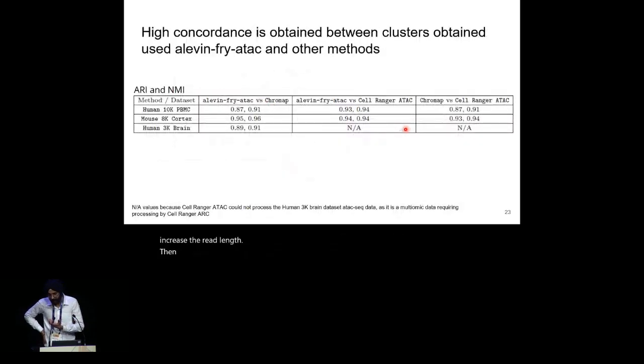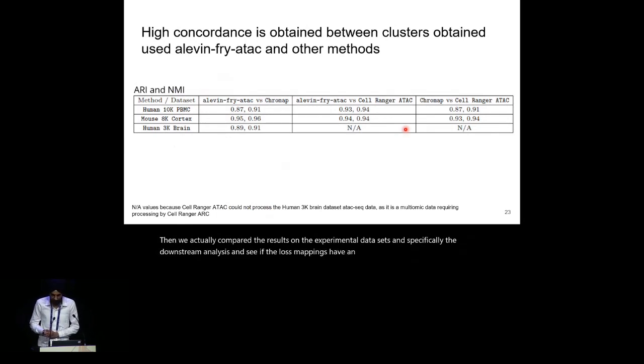Then we compared the results on the experimental data sets, specifically the downstream analysis, to see if the lossy mappings have an impact there. For the different data sets, we compared the clusters that are obtained, and we used metrics like adjusted Rand index and NMI for comparing the clusters. The higher the value, the higher the concordance. What we observe is that across the data sets, there's high concordance between different methods. In fact, on the 10K human PBMC, there's high concordance between Alevin-fry-atac and Cell Ranger, compared to chromap and Cell Ranger.